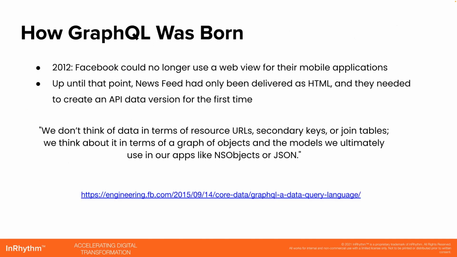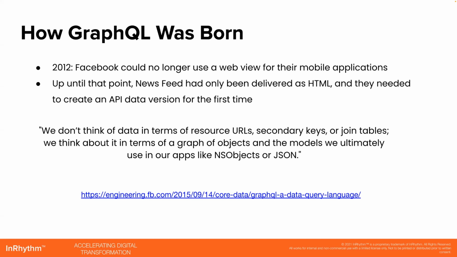But in 2012, Facebook's mobile apps were web views, and they were having performance problems. And for the first time, they needed to create a data API for their news feed, before it was just rendered HTML from the server. And I really like this quote from one of their posts about GraphQL. We don't think of data in terms of resource URLs, which we just talked about with REST, secondary keys or join tables. We think about it in terms of a graph of objects.